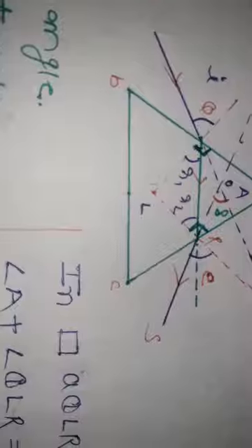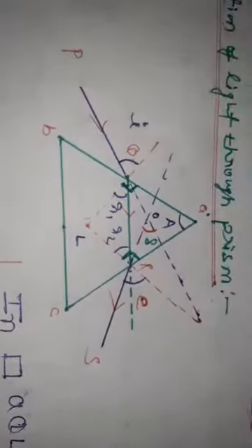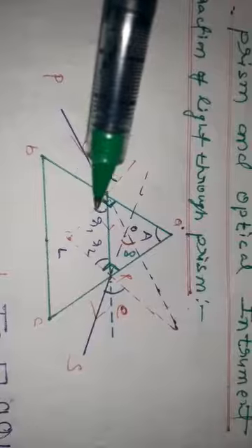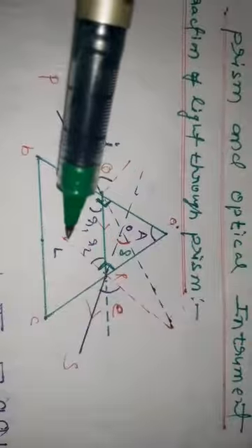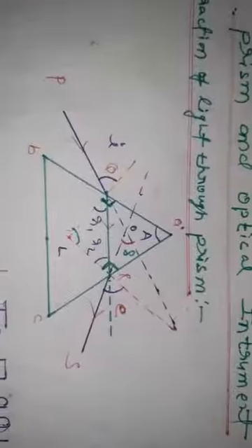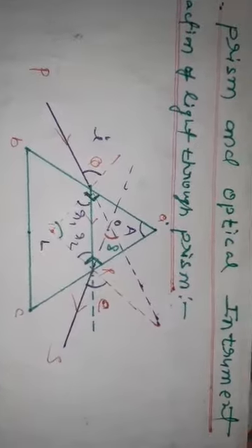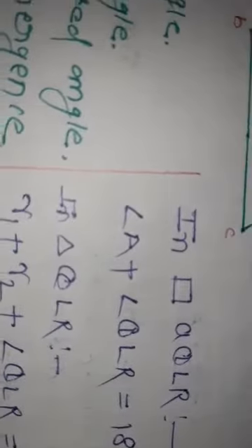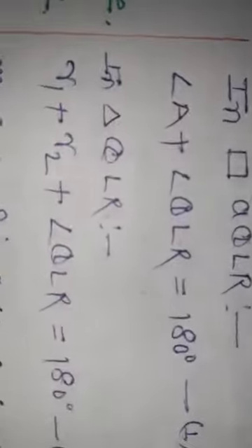Now if I consider this triangle QLR, then this angle plus this angle plus this angle equals 180 degrees. Property of triangle. Okay, in triangle QLR, R1 plus R2 plus QLR equals 180 degrees. This will be your equation number two.